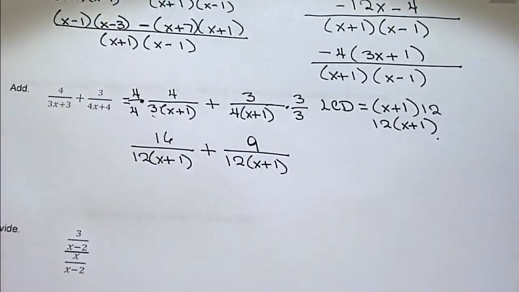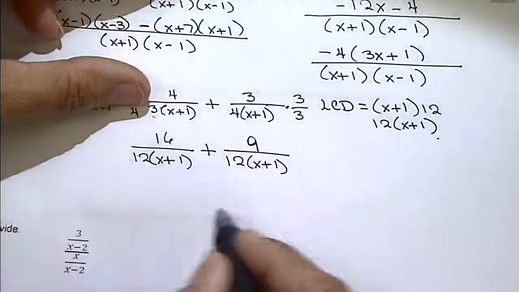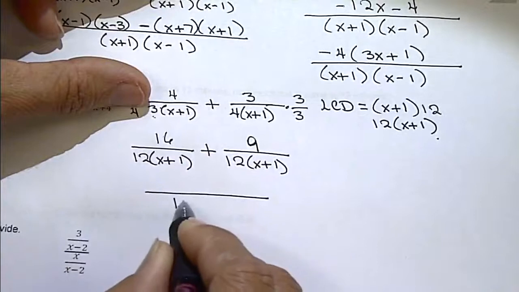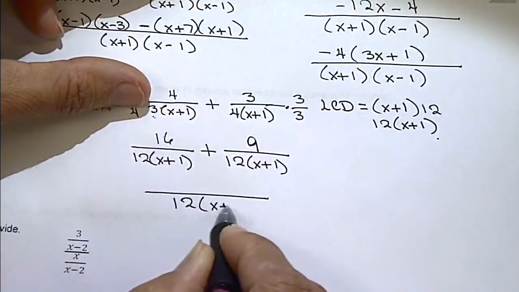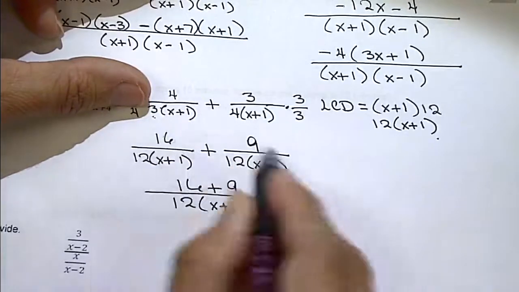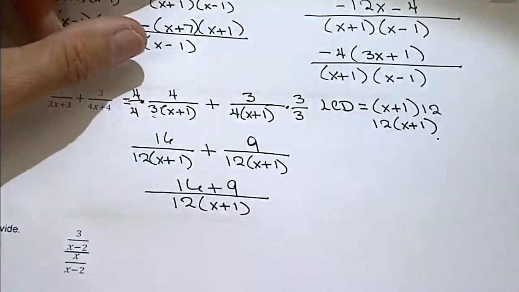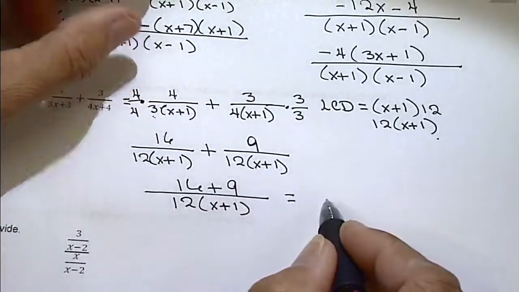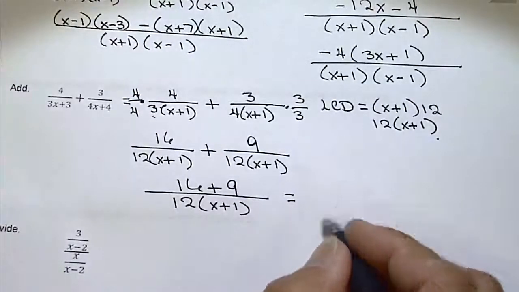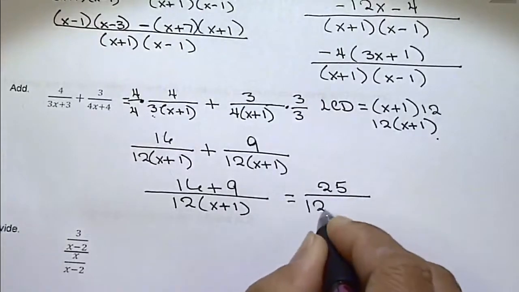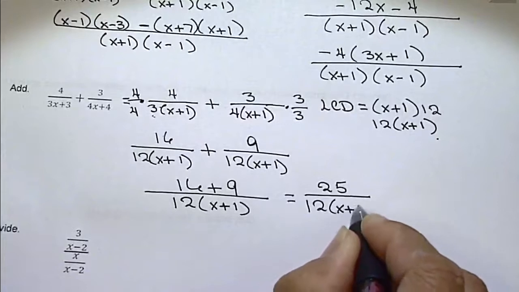All right, now I have a common denominator. All I need to do is put it together. This is everything over that common denominator. What's everything? The two numerators and whatever operation was in between them. Now, since it's plus, that's easy, isn't it? So what's 16 plus 9? Well, I think it's going to be 25, isn't it? Over 12 times x plus 1.